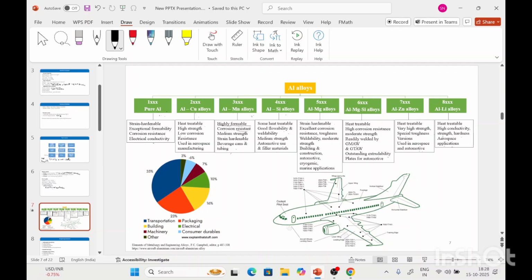Then if zinc is a major alloying element, the zinc will provide the maximum increase in strength by forming precipitates from zinc and aluminum. So these alloys are heat treatable, have very high strength, special toughness versions, and are used in aerospace and automotive applications.